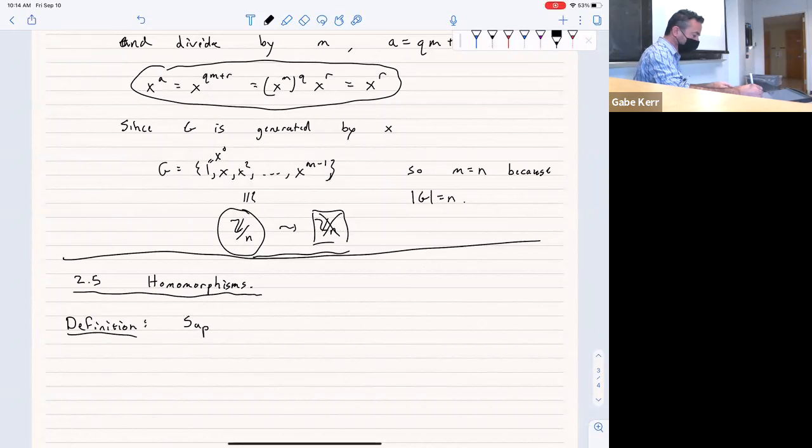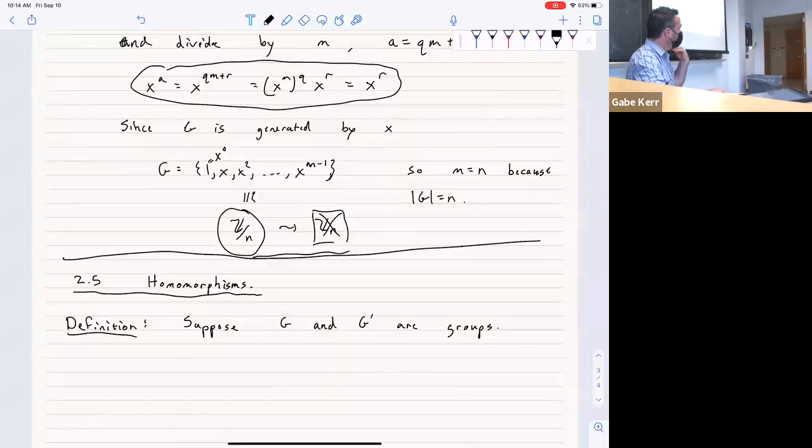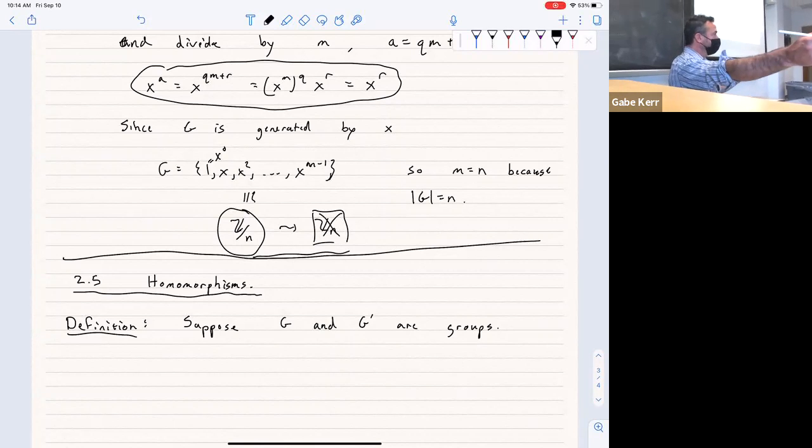Suppose we have two groups, G and G prime. I want to relate them. How do you relate two sets? You define a function from one set to the other. That's a way of saying I've got an element in set one, I can send it to an element in set two, that kind of forms some sort of bond.